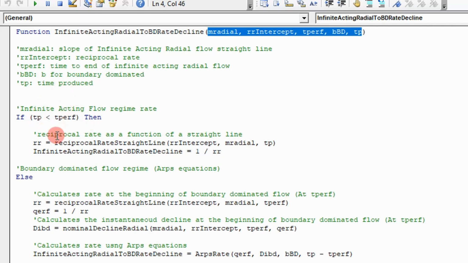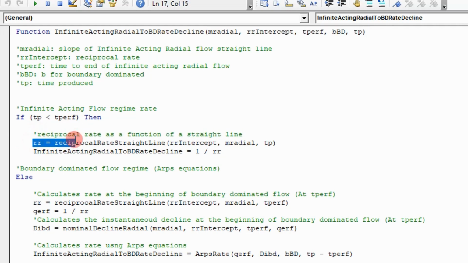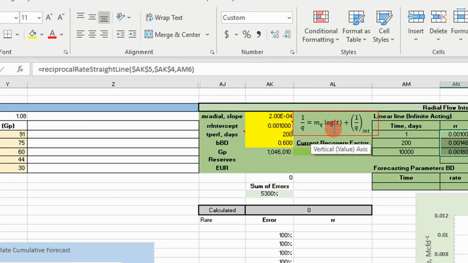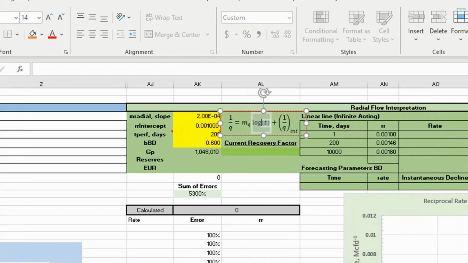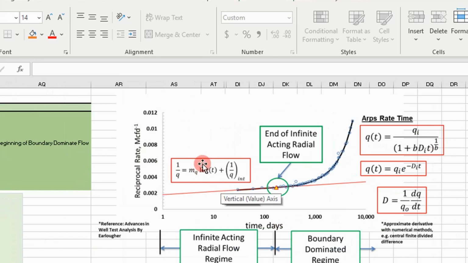So if you recall, if our time produced is less than the time produced to the end of radial flow, then we're in the infinite acting region. And so here what I've done is calculate the reciprocal rate using the straight line equation right here. Or if you want to see it on this graph, this is a little bit easier to see right here. This is what that is doing.